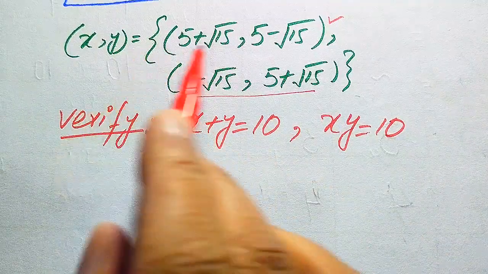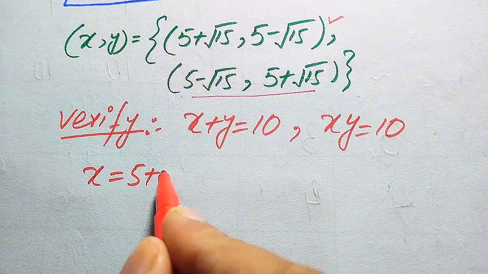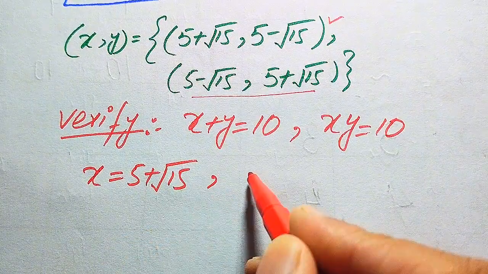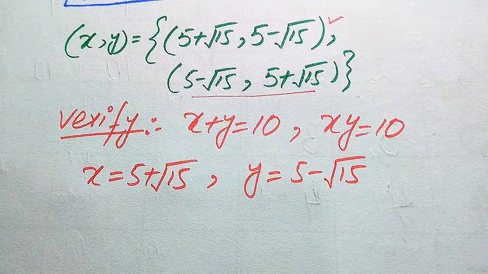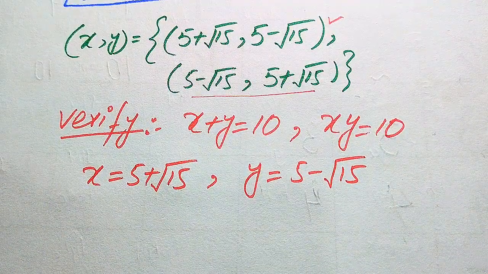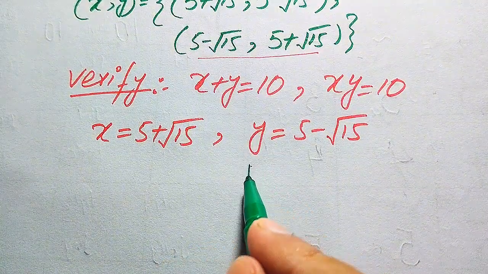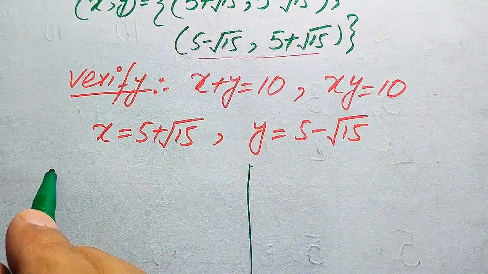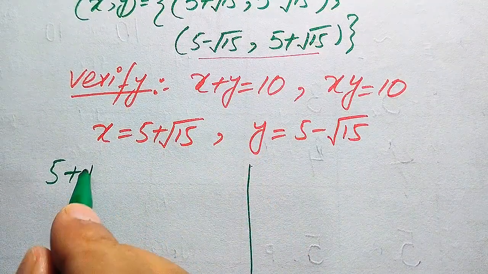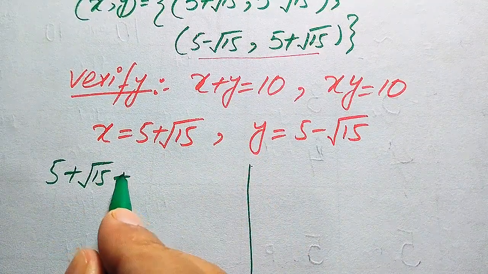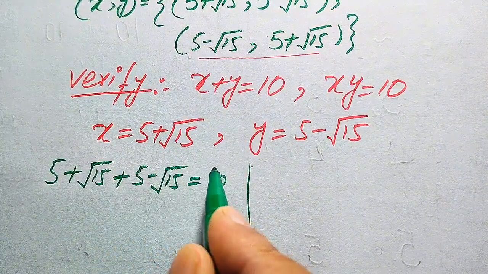Okay, so in the first solution we choose the values of x and y: the value of x is 5 plus square root of 15, and the value of y is 5 minus square root of 15. So these are the two values of x and y, and now we need to substitute both of these values into the above equations. First we put both of these values here. It becomes x plus y equals 10. The value of x is 5 plus square root of 15, and the value of y is 5 minus square root of 15, is it equal to 10 or not.